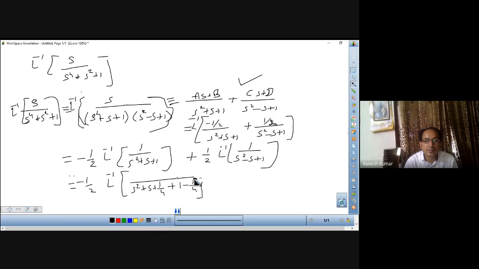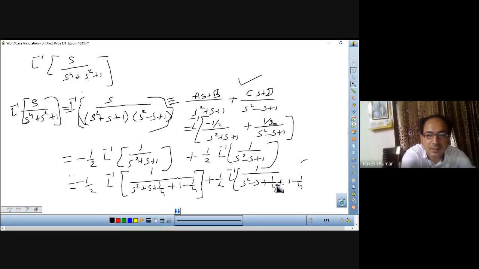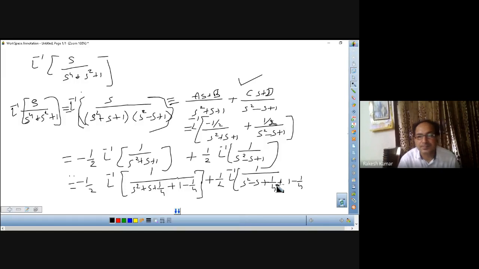Similarly, in the numerator there is 1. Similarly, we can do in the next expression also. That will be s square minus s plus 1 by 4 again, plus 1 minus 1 by 4. Because 1 by 4 has been added, 1 by 4 needs to be subtracted.